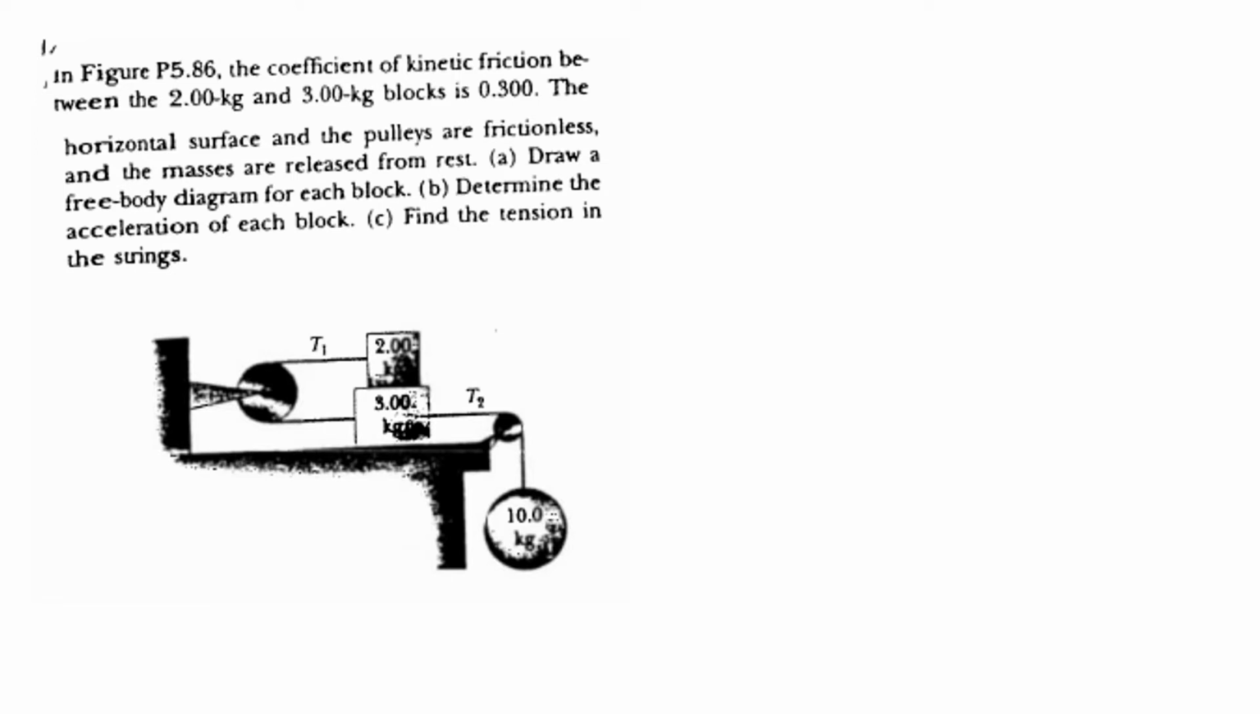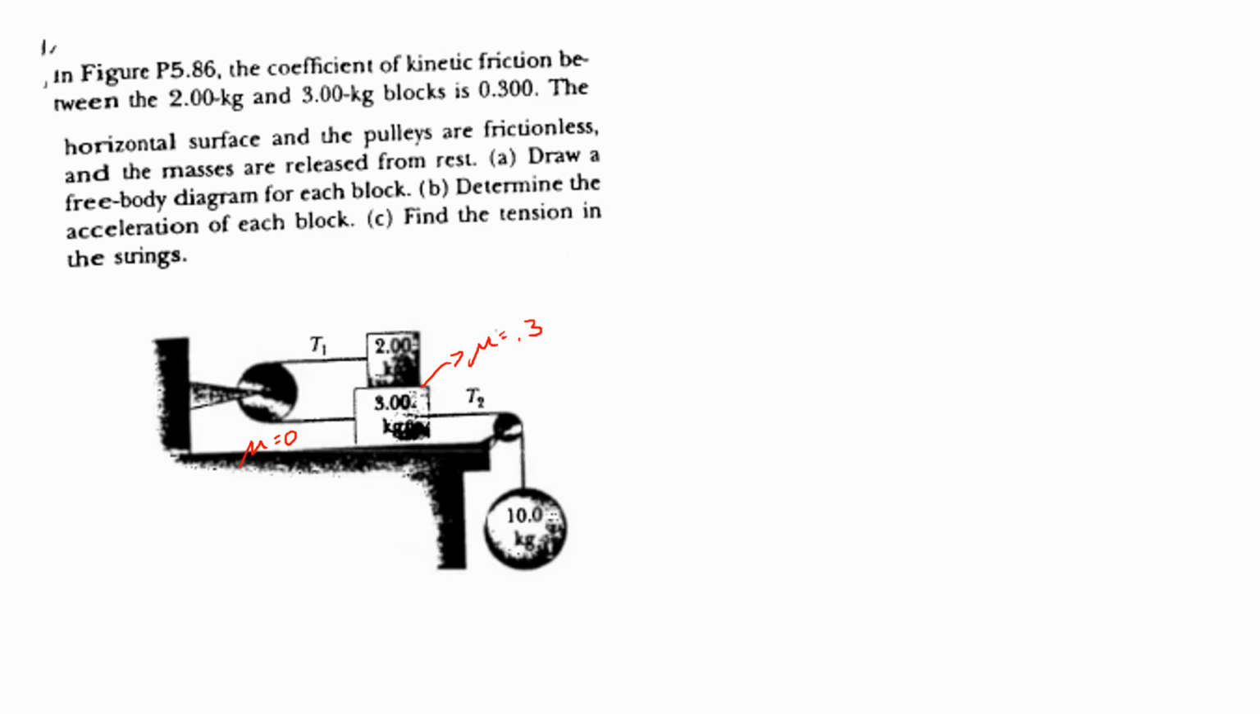Okay, here's something fun. In the figure there, the coefficient of kinetic friction between the 2 and the 3 is 0.3. So I'm just going to write that down real quick. Mu is equal to 0.3. The horizontal surfaces and the pulleys are frictionless. Ooh, so fun. Mu is equal to 0. Draw a free-body diagram for each block.